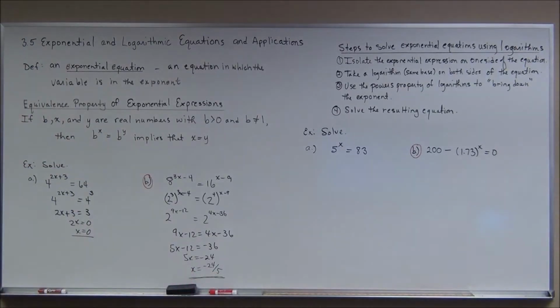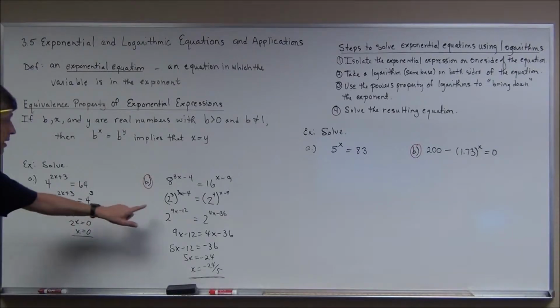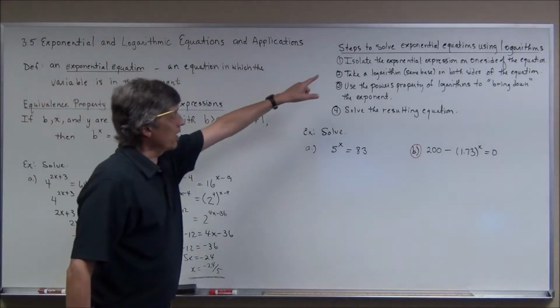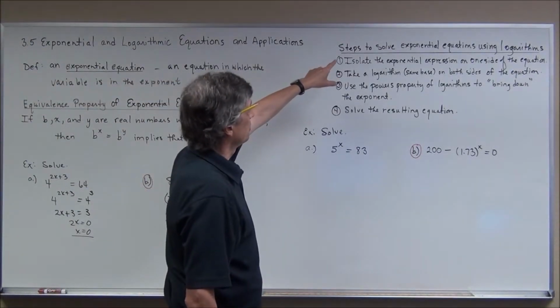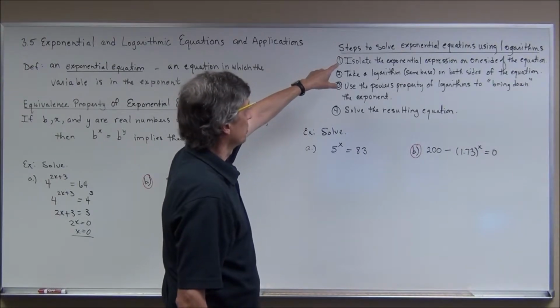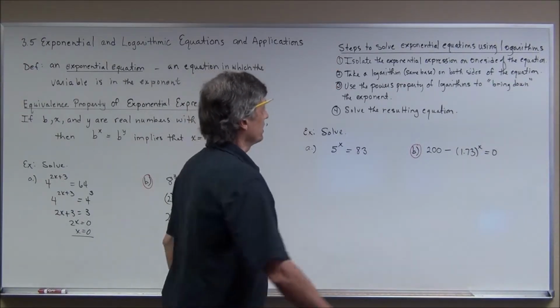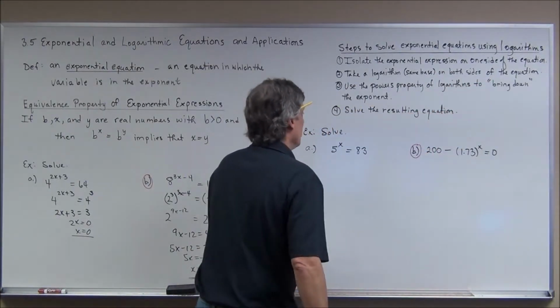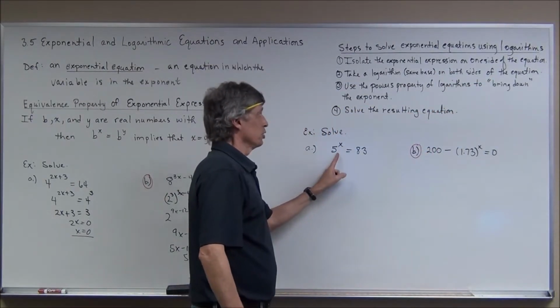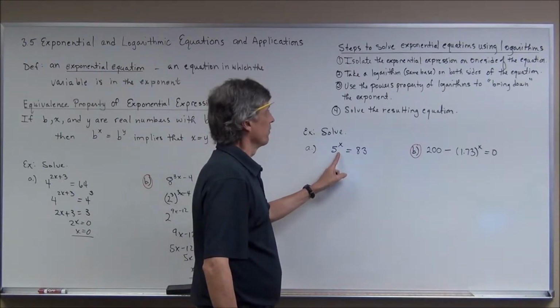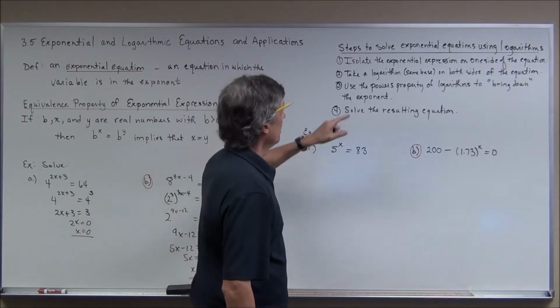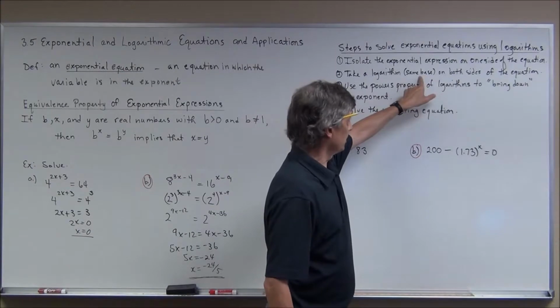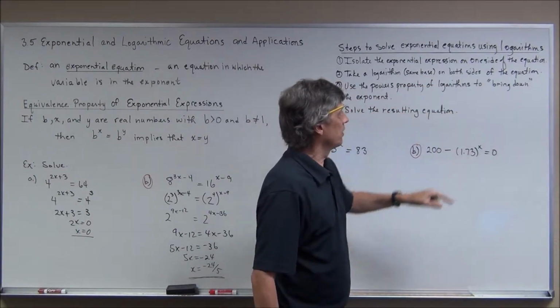Alright? Now, if I can't match the bases like I was able to do here and here, then I've written out the steps that you would want to use to solve this type of exponential equation. Alright, isolate the exponential expression first on one side of the equation. Now in my first example, the exponential expression is already isolated on one side of the equation, so that's good. Then I'm going to take the logarithm using the same base logarithm on both sides of the equation.